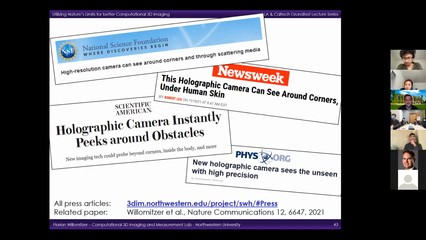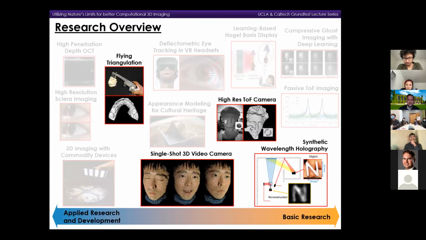And with this, I think we can slowly wrap up the talk for today. To stay in the time frame, I focused today mainly on two projects of the research portfolio: the single-shot 3D movie camera and synthetic wavelengths holography. Before we stop, I very quickly want to tease two other projects, and if you're interested, you can look them up on our website.